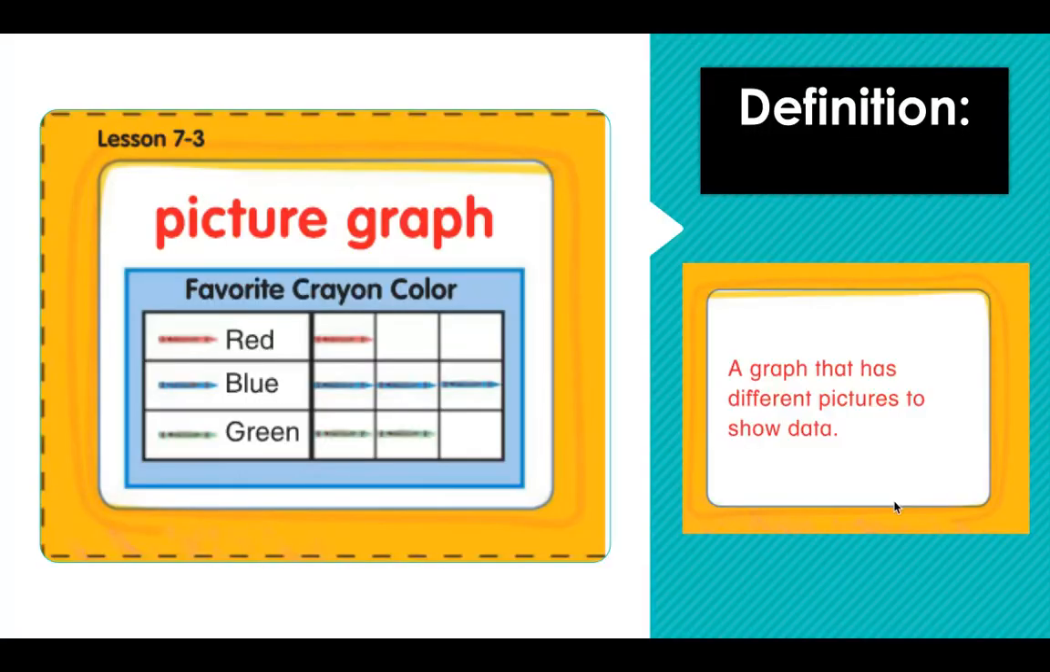Before we begin, let's review. Let's review what a picture graph is. A picture graph is a graph that has different pictures to show data. So previously we learned about a tally chart, and with a tally chart we could use tally marks to show data. With a picture graph, we are going to use pictures to show data.